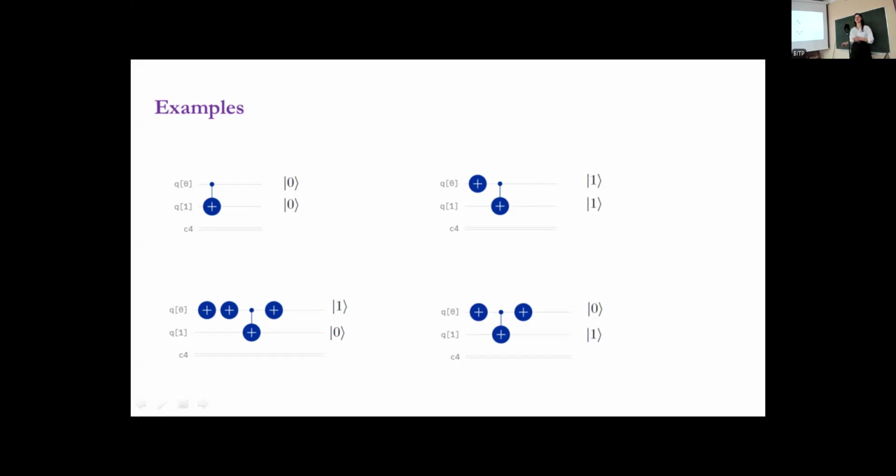Can we imagine that this is not a quantum system, but a classical system? In this case, yes, because we have just classical operators. We have NOT, this is classical. We have controlled NOT, which is also classical. We have an if operation. So if something is achieved, we obtain action on it.